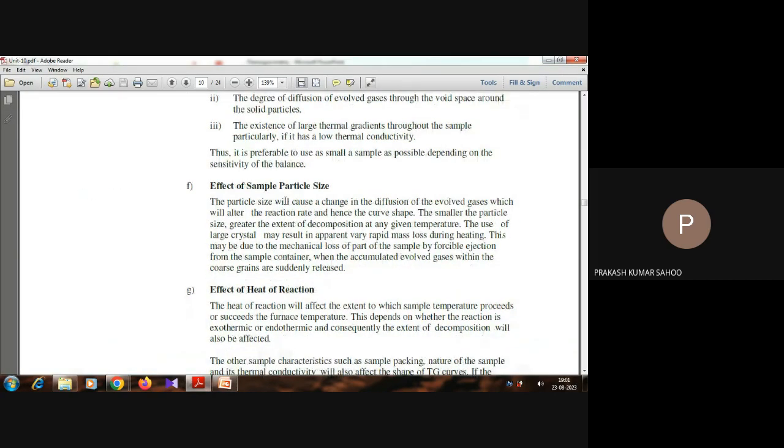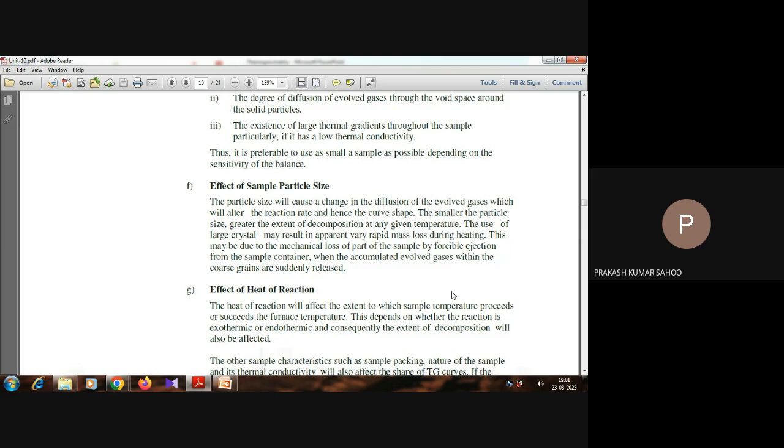Then the effect of sample particle size. If the size is larger, then decomposition will be at a higher temperature. The particle size will cause a change in diffusion of the evolved gas, which will alter the reaction rate and hence the curve shape. The smaller the particle, the greater the extent of decomposition at any given temperature. The use of a large crystal may result in apparent very rapid mass loss during heating.